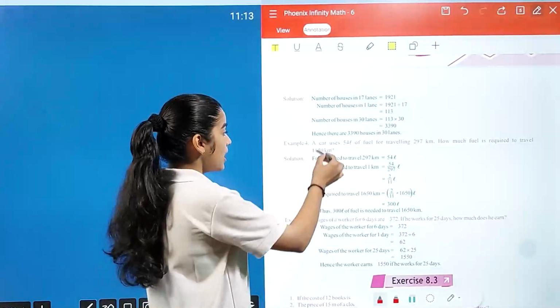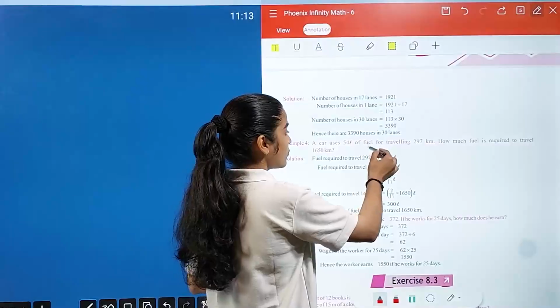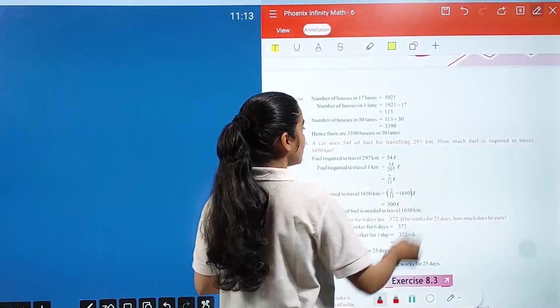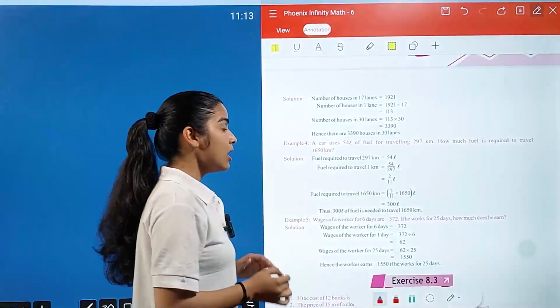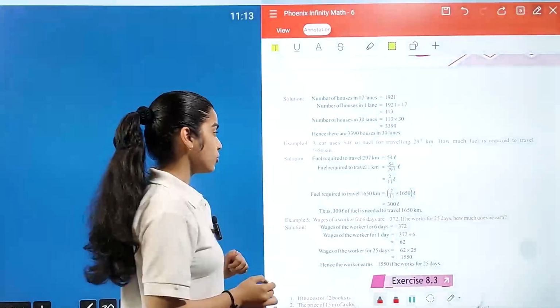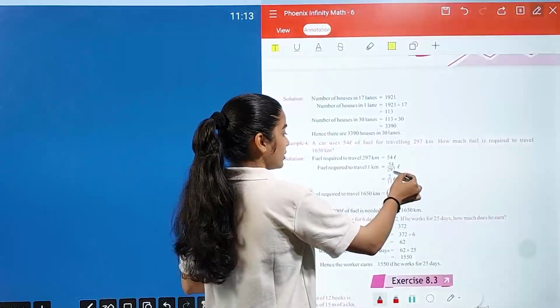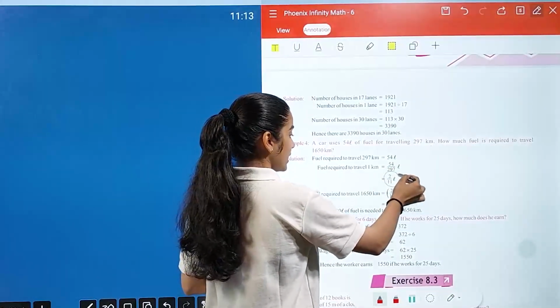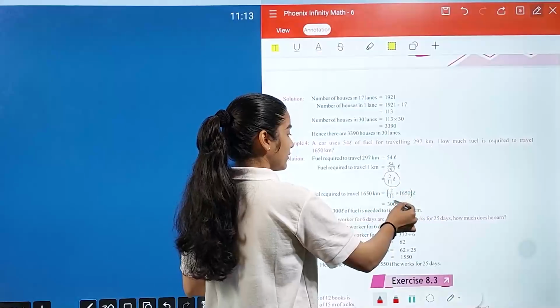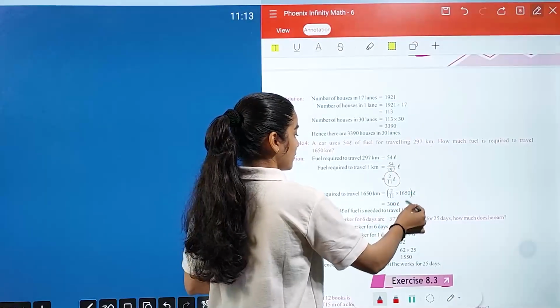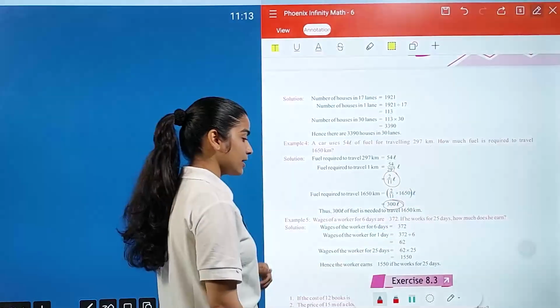Next question we have: a car uses 54 liters of fuel for traveling 297 km. How much fuel is required to travel 1650 km? So 54 divided by 297 will be 2 by 11. Now we have to multiply 2 by 11 with 1650 and you will get 300 liters as your answer.